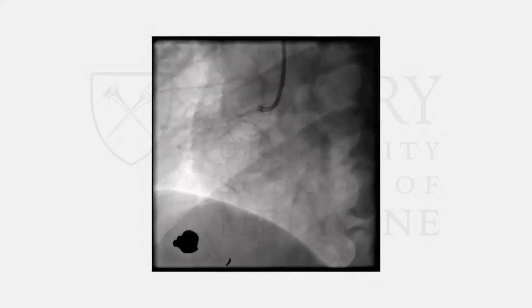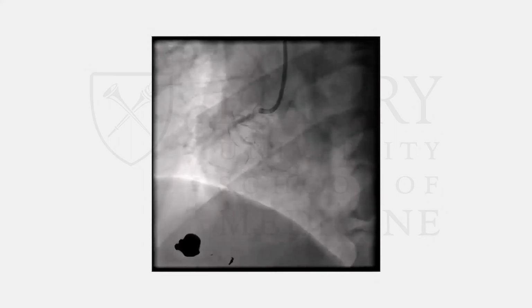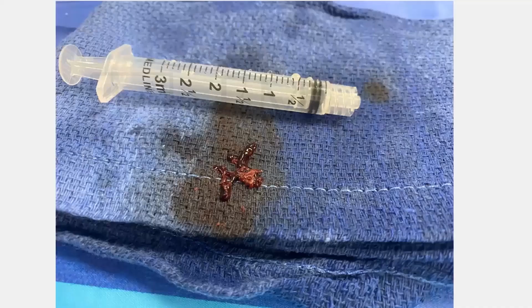As we were exchanging wires and proceeding with the case, we were aspirating the radial sheath, and there was resistance in the syringe on aspiration and flushing. As we continued to aspirate, we saw acute thrombus coming through the sheath. On the next slide, we actually managed to take a picture of it. This shows the thrombus that was aspirated through the radial sheath, and it looked to us to be bright red, concerning for fresh thrombus.